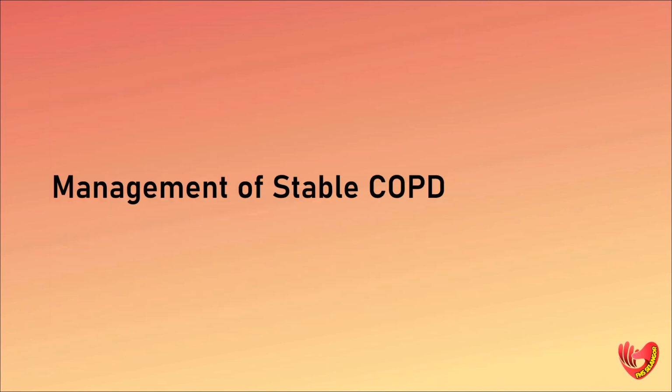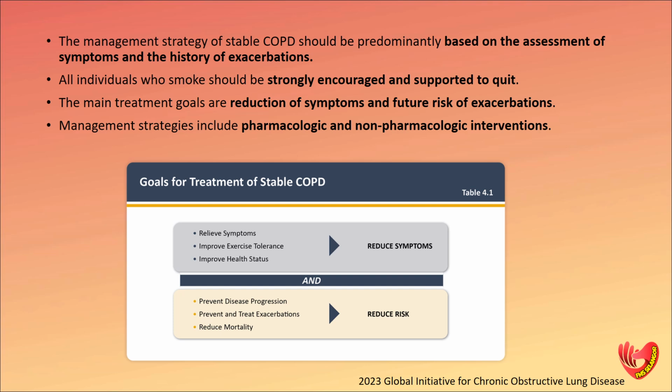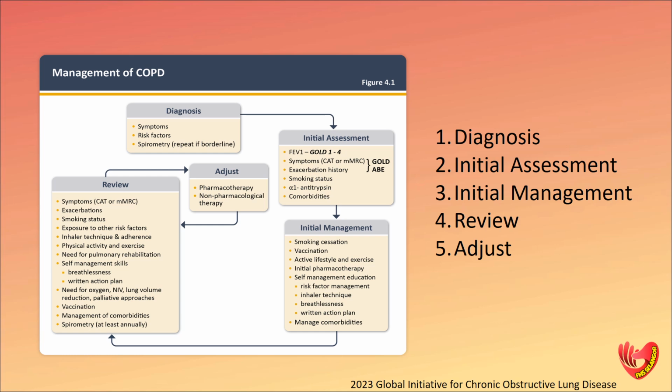Next, I will explain the management of stable COPD. It is important to first assess the symptoms and history of exacerbations as mentioned before we proceed to the management. Smokers need to be encouraged to stop smoking. The main treatment goals are to reduce symptoms and reduce risk. Both pharmacological and non-pharmacological interventions are important in managing COPD. This flowchart summarizes the management of COPD, which includes diagnosis, initial assessment, initial management, patient's review, and adjustment of intervention.